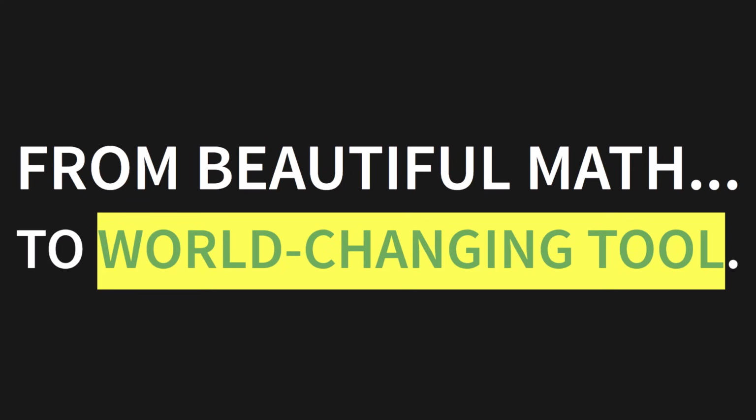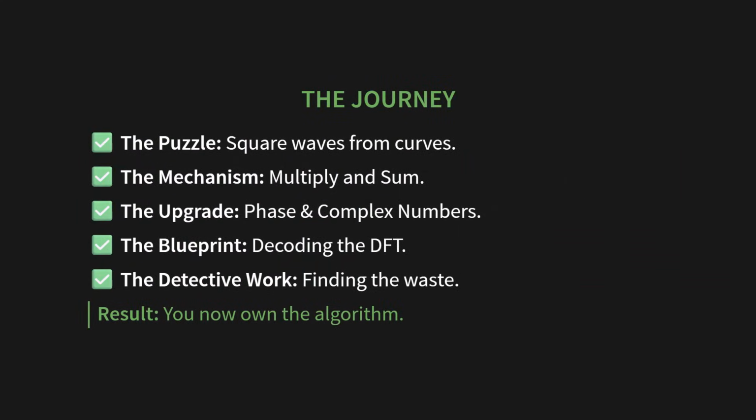You've been on an incredible journey. Let's just take a moment to look back at how far we've come. Let's look at the journey. First, there was the puzzle, the impossible puzzle, making square waves from smooth curves. Then we built the mechanism. We created a rhythm detector from scratch using a simple multiply and sum idea. Then came the upgrade. We introduced phase and complex numbers to solve a critical weakness in our machine.